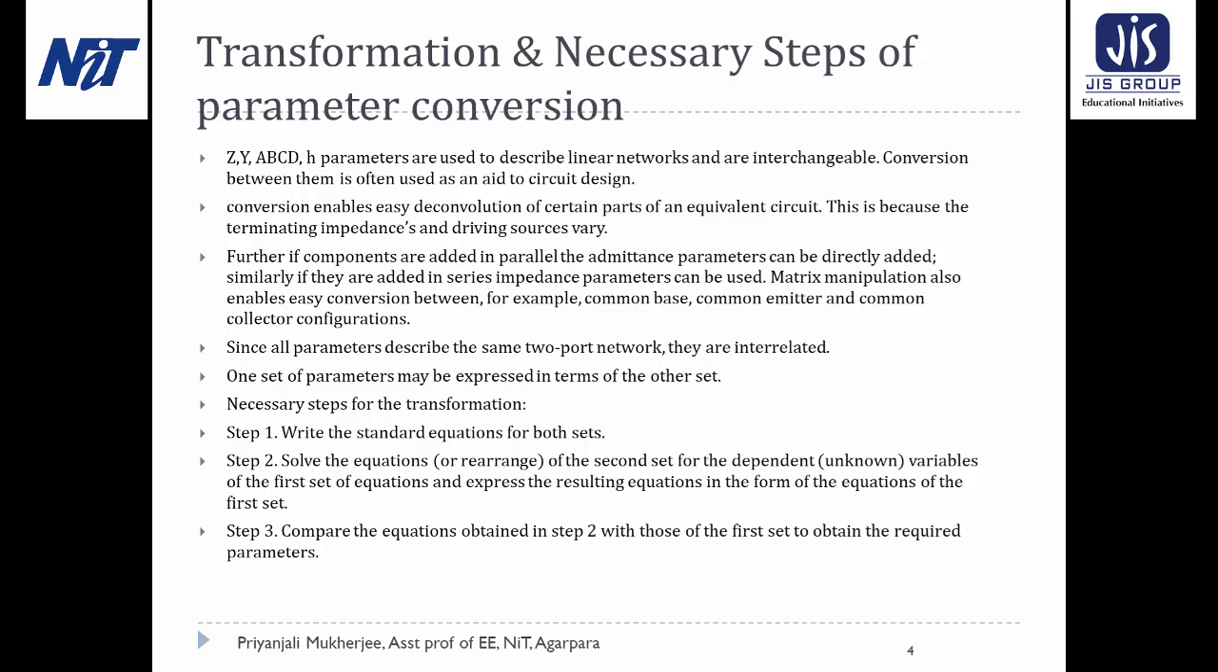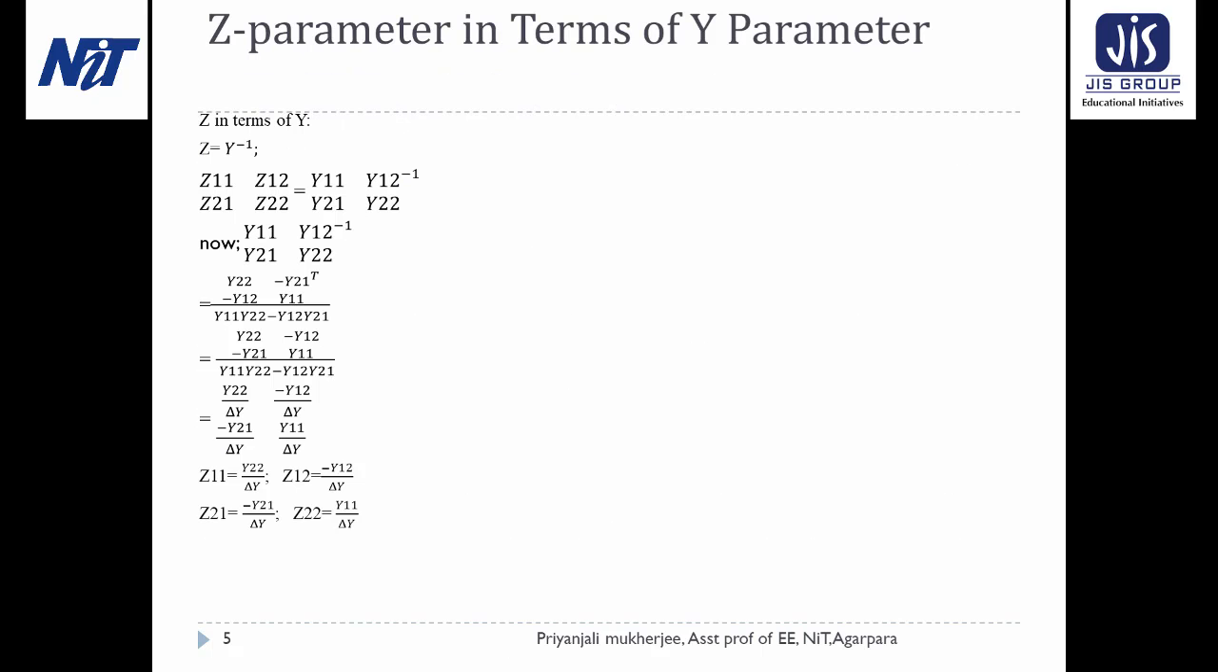First we need to write the standard equations for both the parameter sets. Next we need to solve the equations of the second set for the dependent variables of the first set of equations, and then express them in the form of the equations of the first set. Then we compare the equations obtained from the second set with those of the first set to obtain the required parameters. So let's take an example.